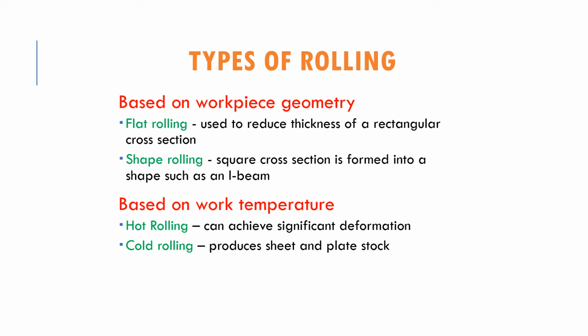In workpiece geometry type, there are two. First is flat rolling, which is basically to reduce the thickness of the rectangular cross-section bar. Another one is shape rolling, where the square cross-section is formed into certain shapes like I-beam, U-beam, or railway bar shape. For the work temperature, it is produced via hot rolling or cold rolling.